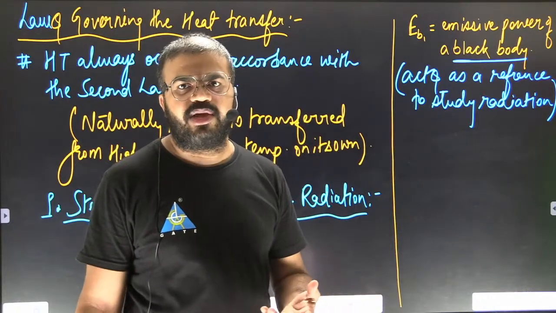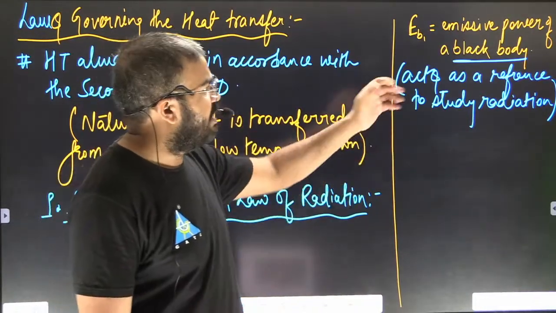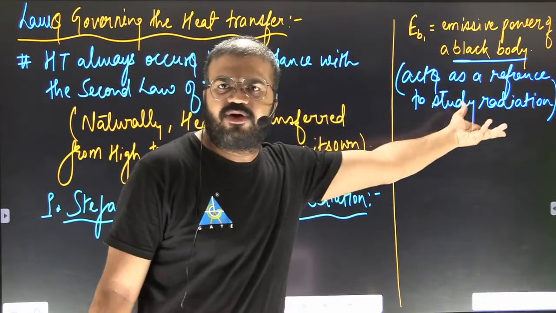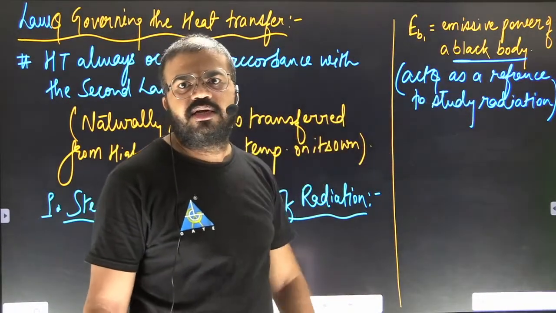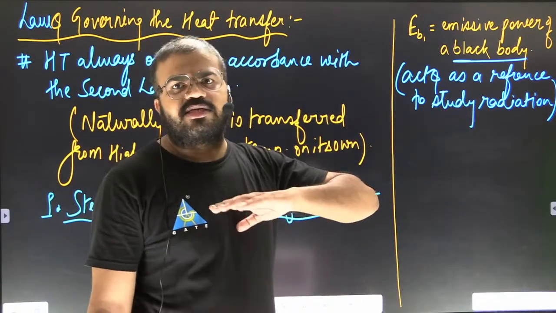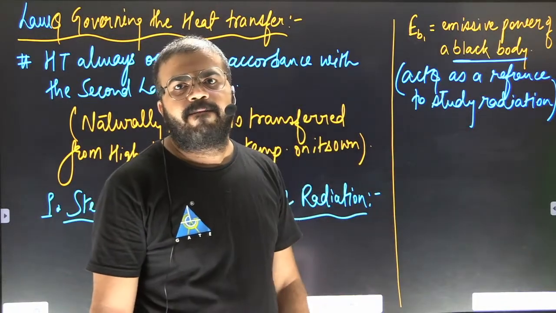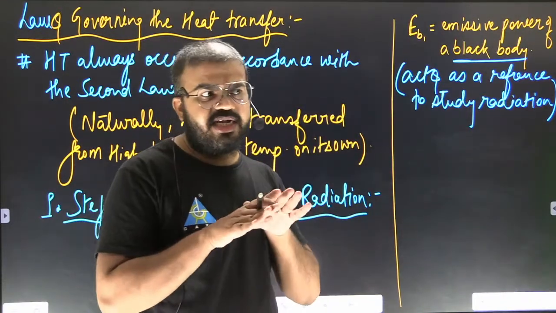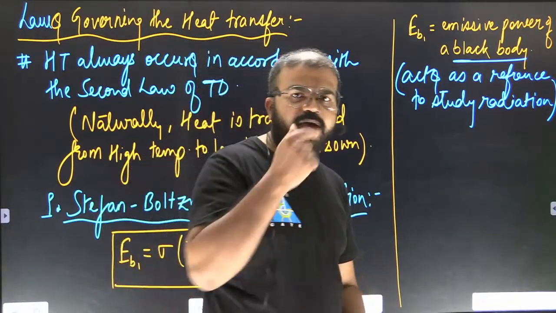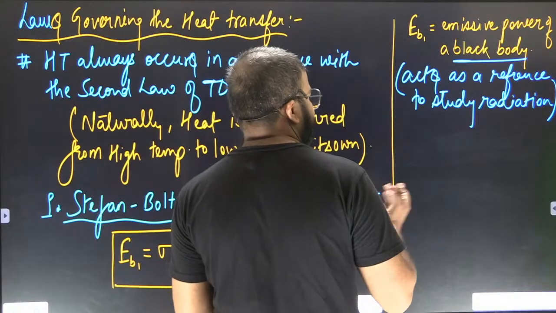Ideal case. It's a perfect emitter, absorber. We'll see when we study radiation. Meanwhile, simply take it that it is the ideal gas for radiation. Ideal gas is nothing, it's simply an approximation. In the same way, there is no body which is a perfect black body, but you can idealize it. You can take it as a reference. Got it, everyone? So, emissive power of a black body.